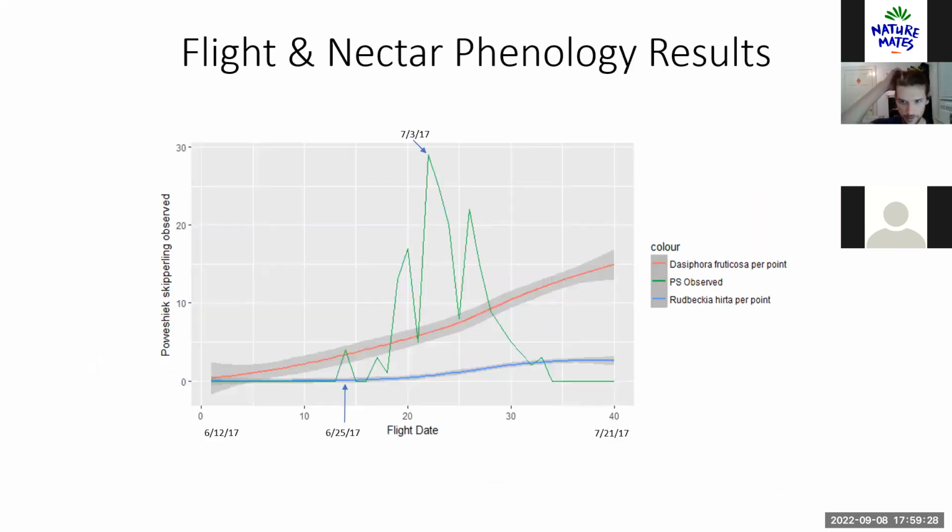And the flight period showed that the first Poweshiek would be flying around June 25th, and the last one was around the middle of July. So its flight period was lasting just under a month. It is univoltine with a really short flight period, with peaks arriving around July 4th.